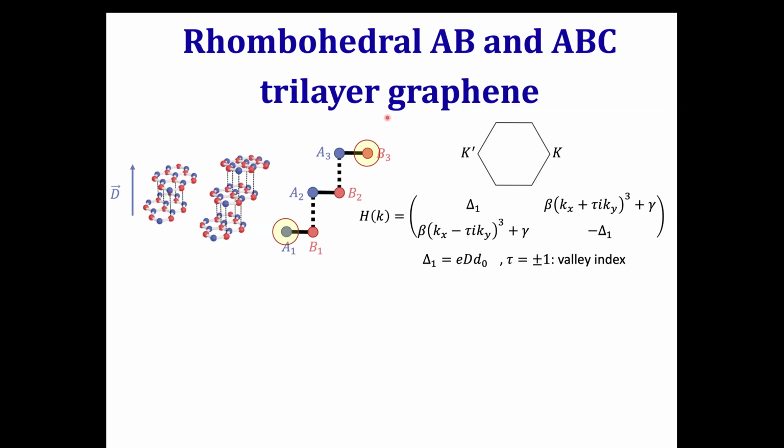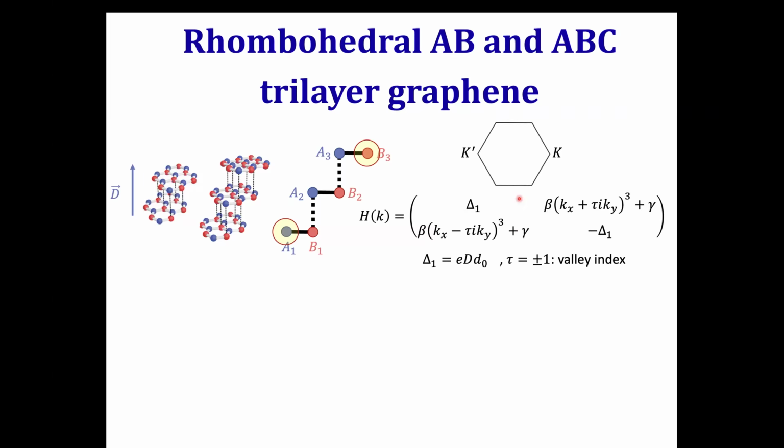Okay, and delta 1 is a term which is proportional to the displacement field. That's the energy offset between the A1 and the B3. And gamma is a term that would give you the trigonal distortion, the trigonal warping coming from the underlying lattice. Okay, so what if you just solve this 2x2 Hamiltonian?